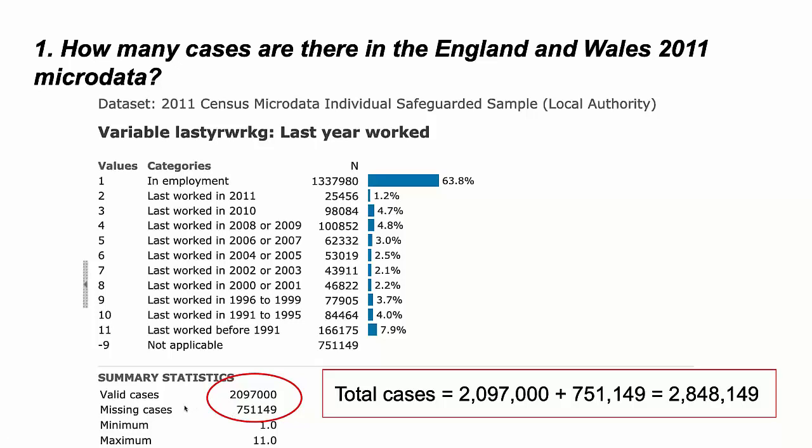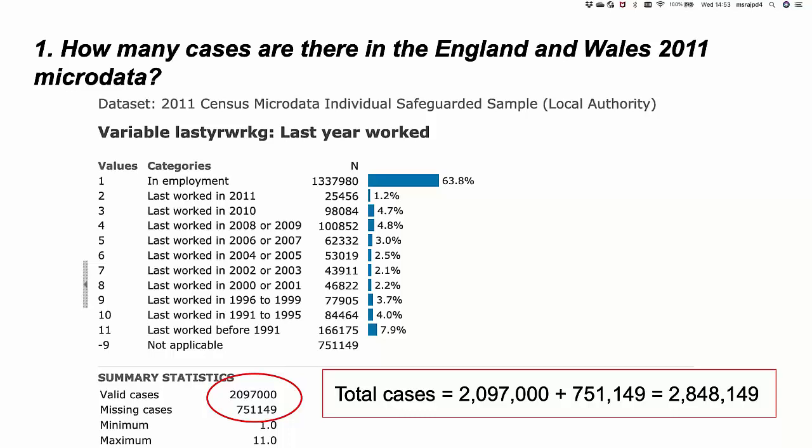They were missing cases. Those 751,000 people represent, I've got it here, just the exact wording, anyone aged under 16 or students or school children living away during term time or persons who had never worked.